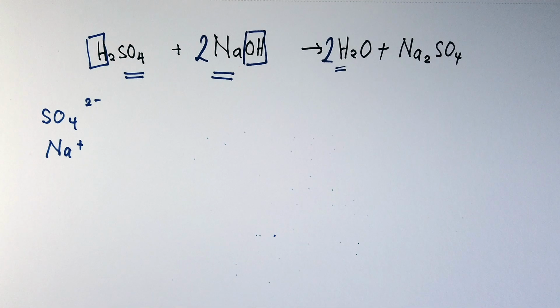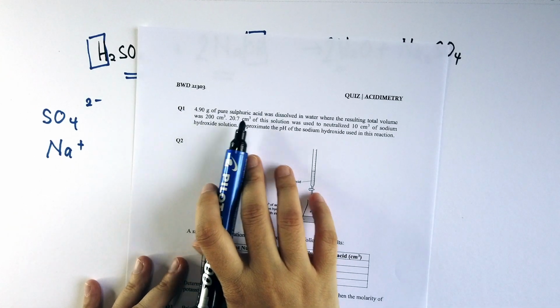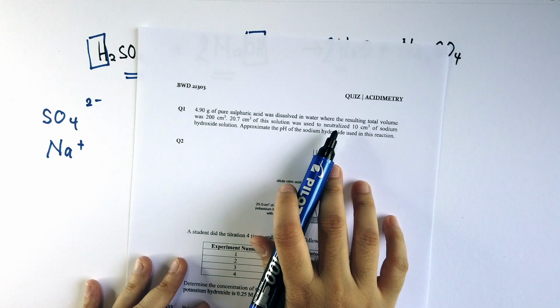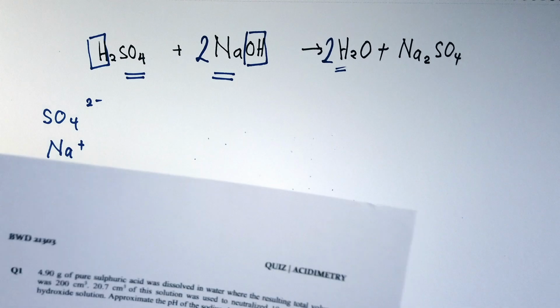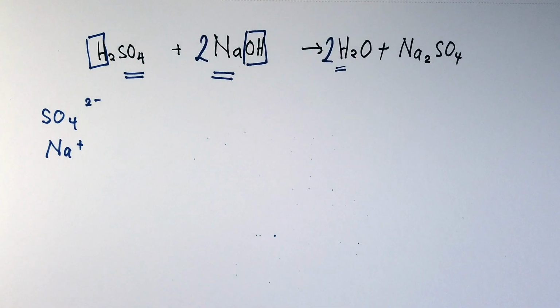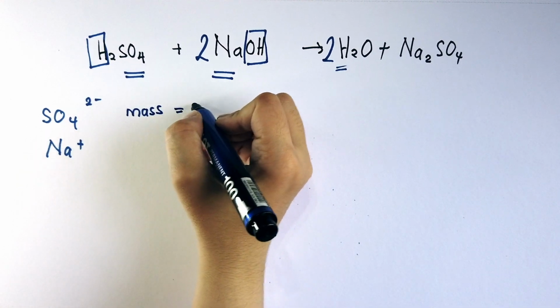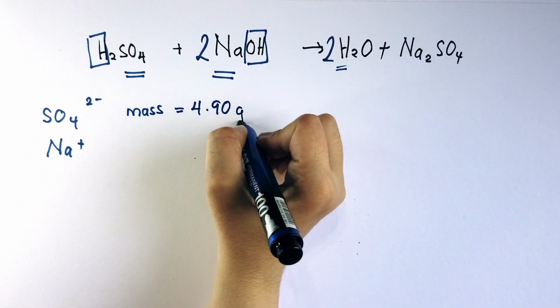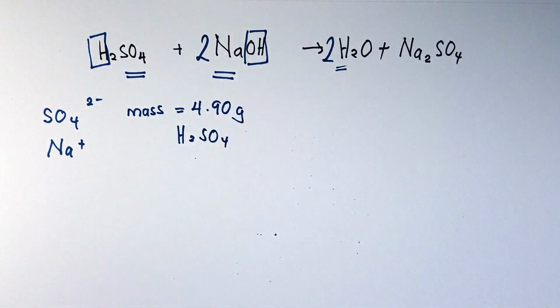Next, you need to look again at your question. In the question, it states here that 4.90 gram of pure sulfuric acid was dissolved in water so that the resulting total volume was 200 centimeter cube. So you have the mass. When you have the mass given to you, equivalent to 4.90 gram of sulfuric acid, H2SO4, what you can calculate is the number of mole.